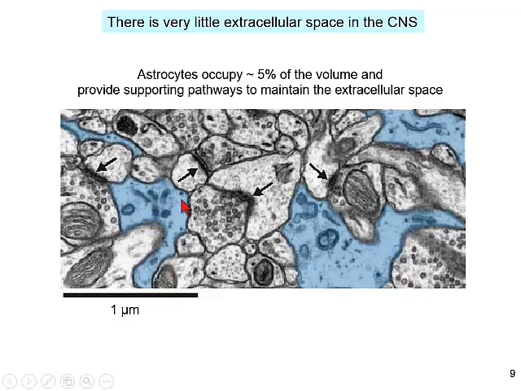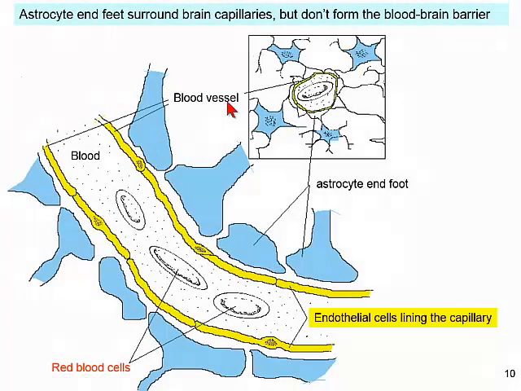Roughly 5% of the volume in the CNS is occupied by the processes of astrocytes. And as we'll see, they provide supporting pathways to maintain the extracellular space. In more detail, here is a capillary in the brain. Here are four astrocytes sitting around the capillary. And you may remember that previously in this course, we have talked about the blood-brain barrier. In the periphery, even in the peripheral nervous system, the endothelial cells have spaces between them so that small molecules and drugs in the capillaries can reach the extracellular space.